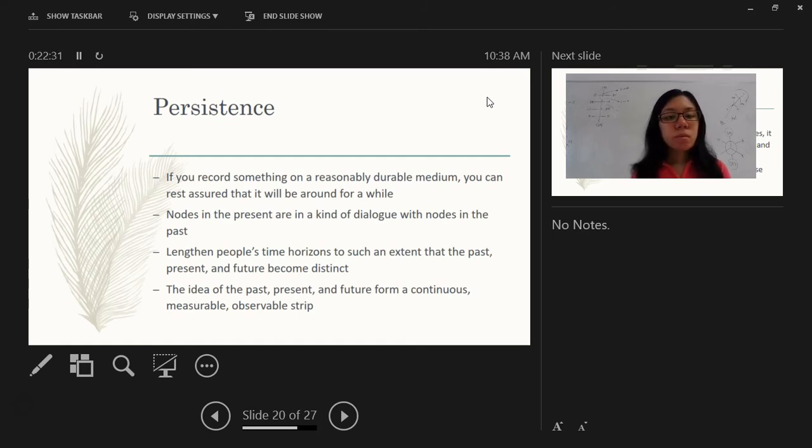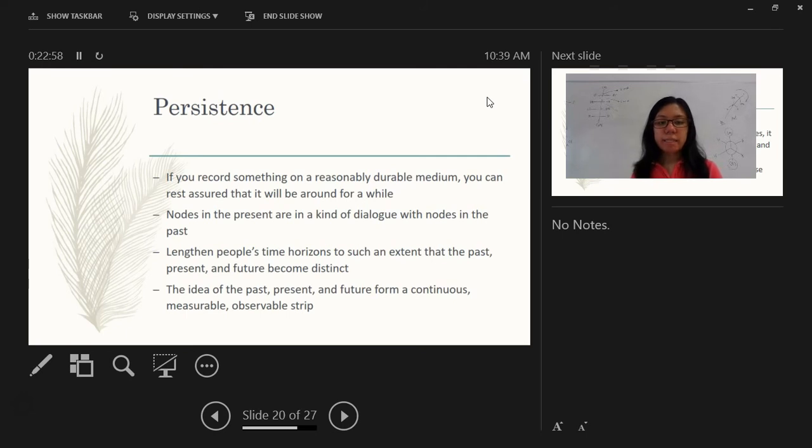And in this network, notes in the present are in a kind of dialogue with notes in the past, such as we can read a document from 2000 years ago, and it's the same as reading someone's words from 2000 years ago. And the additive networks create a historicized social practice.